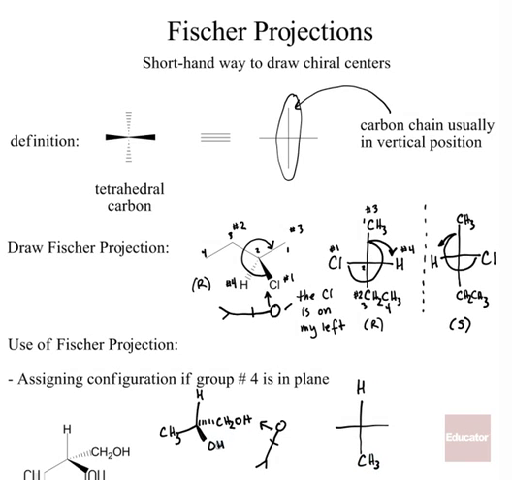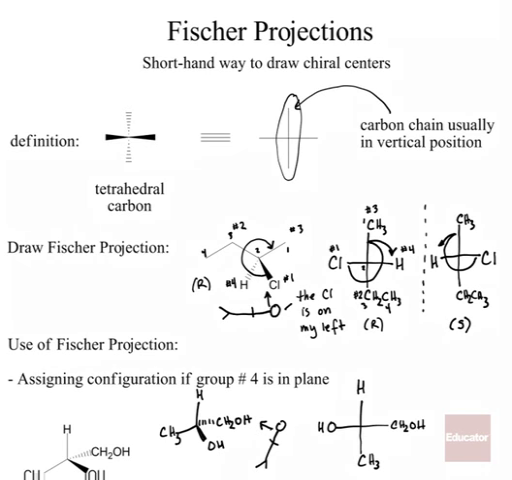And then here's the tricky part. I have two groups on my right and left. They're both coming out toward me. And where is this OH? If I am in the plane of the board, the OH is going to be on my left-hand side. Very good. If you can do that with a little practice, you've got Fisher projections down, piece of cake.